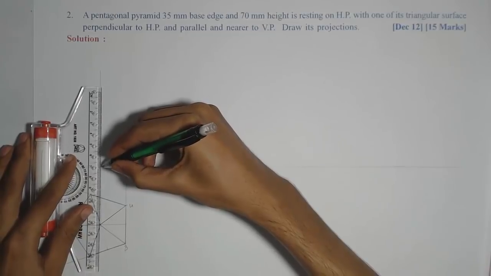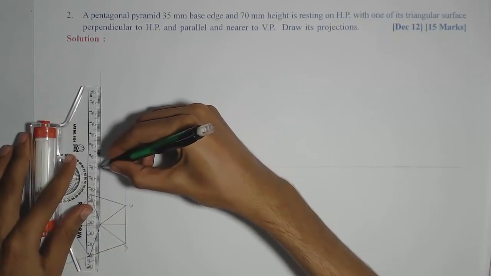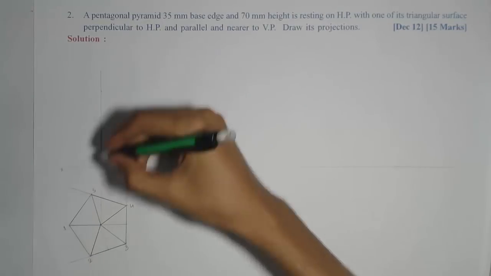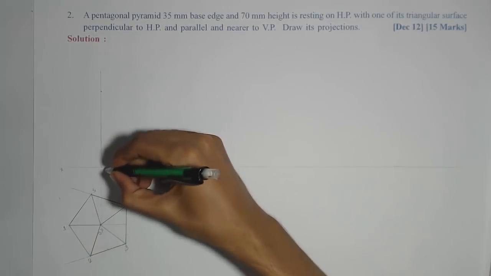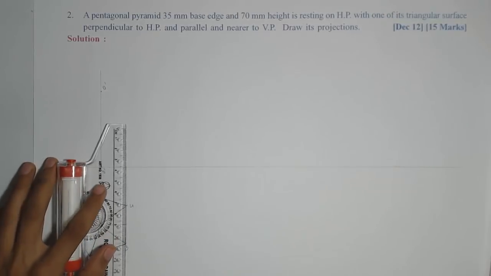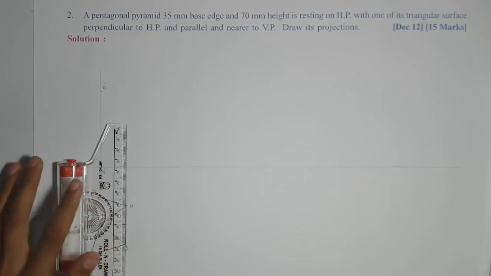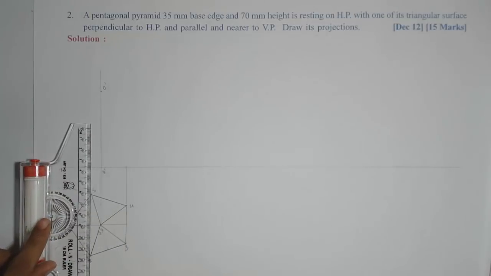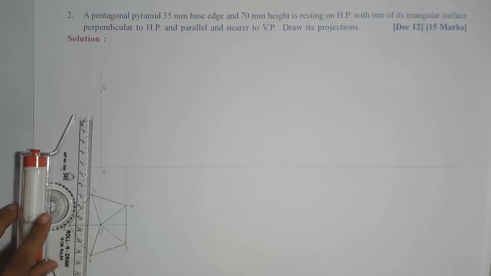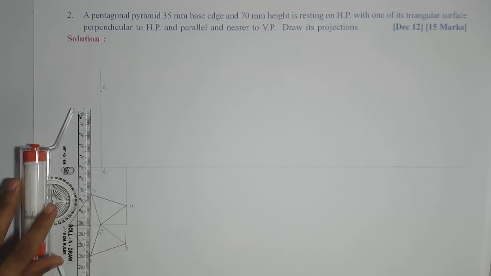So first I'll mark the 70 mm length to mark the apex in the front view. So this point will give me the apex, O dash. Now I'll project the remaining corners. 3, 4 already projected. Then from 2 and 5 I'll get a single projector. And then the remaining is 1.